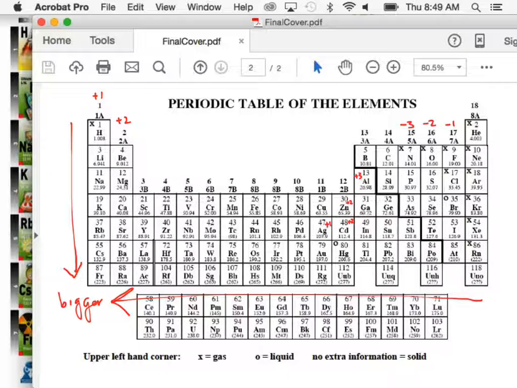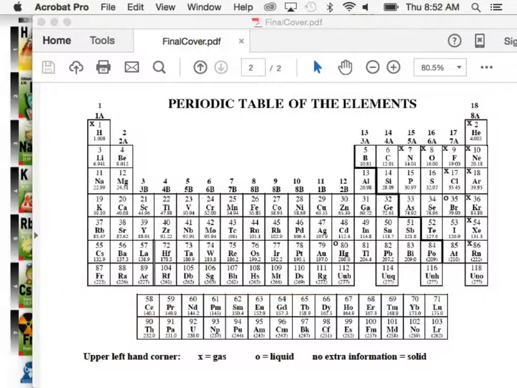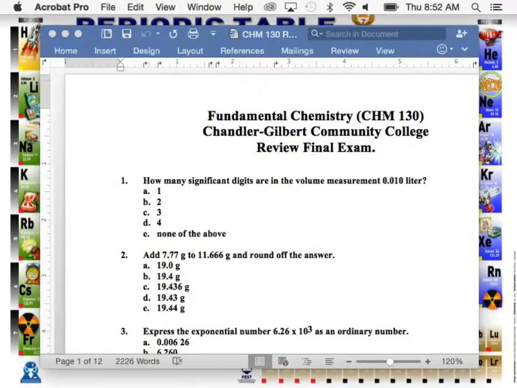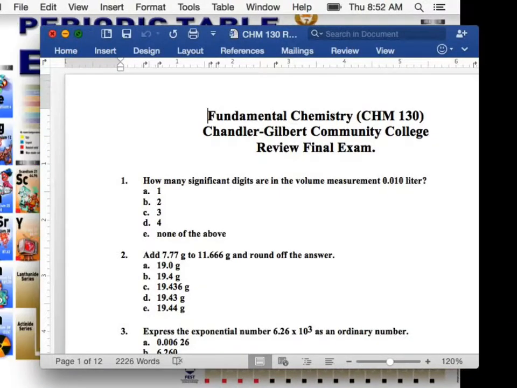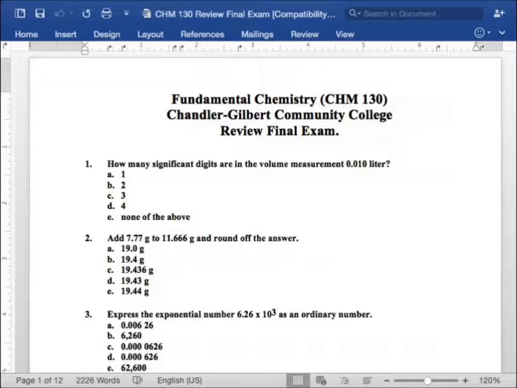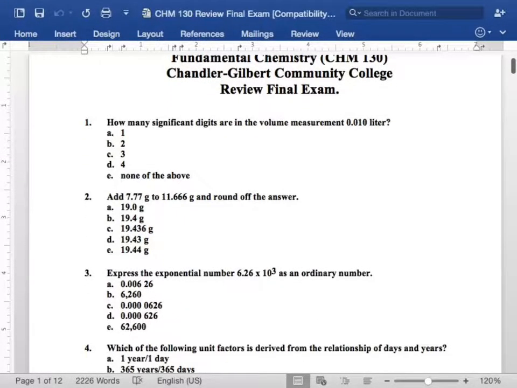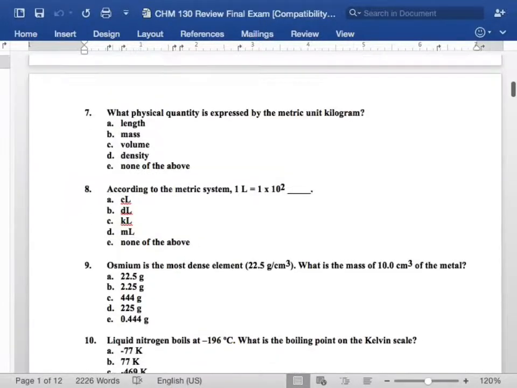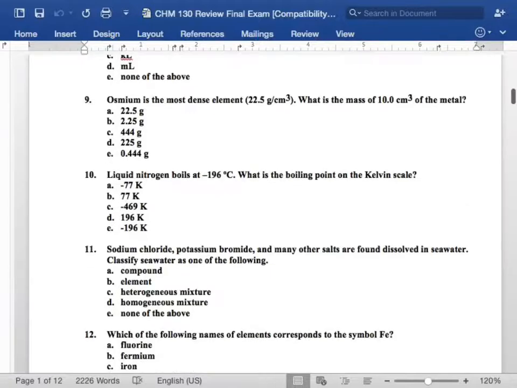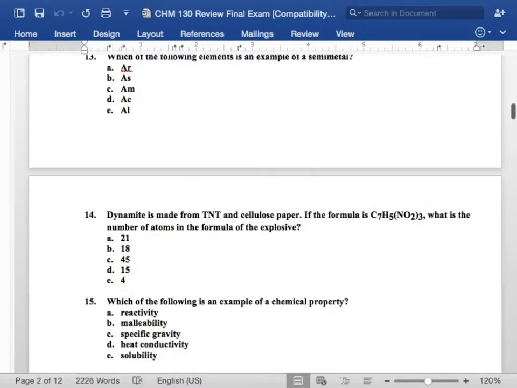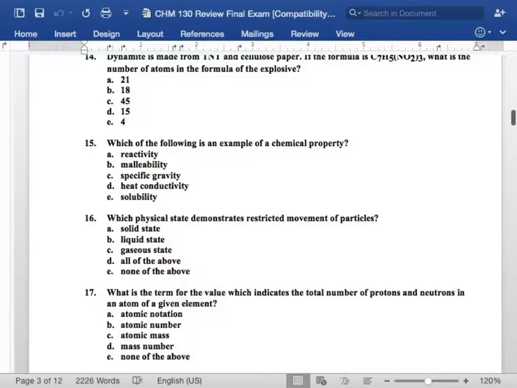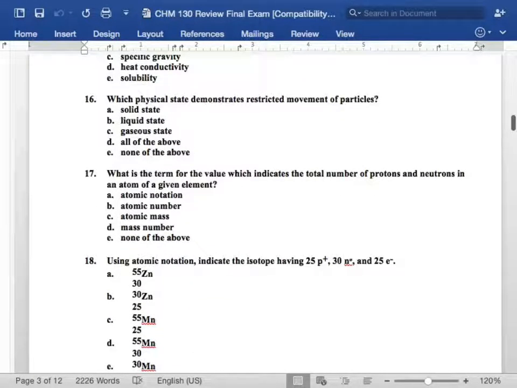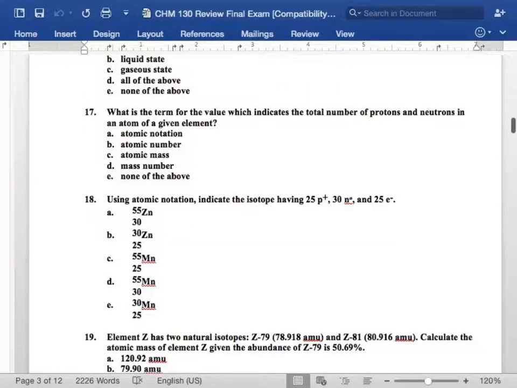Okay, if there aren't any questions about the prep for the exam, what we'll now move to would be from the practice exam. What question did you have? Just start scrolling. Atomic notation. Yeah.